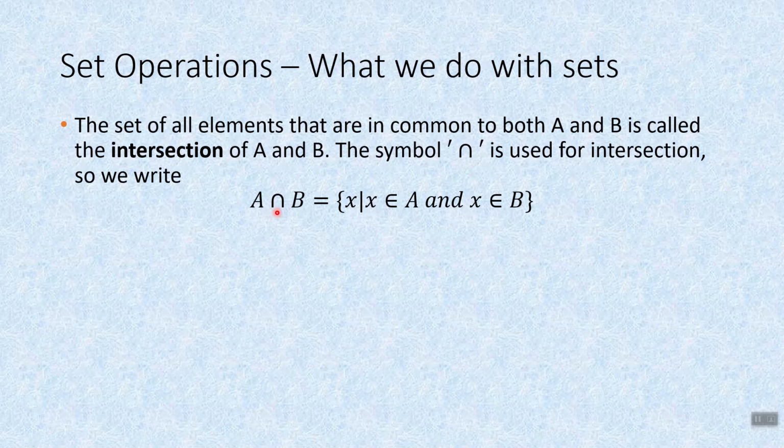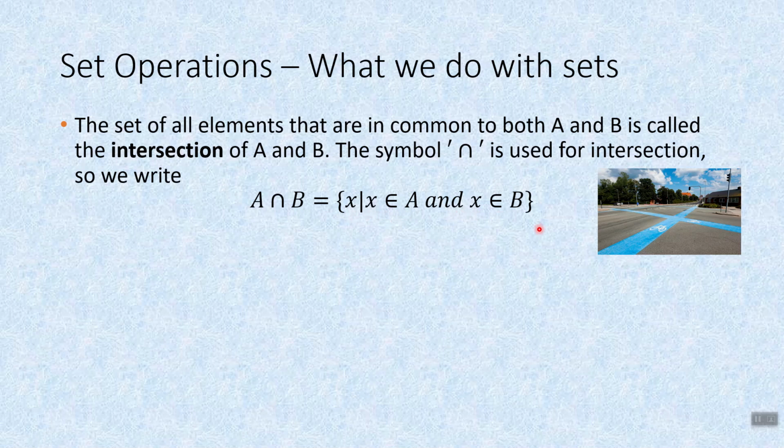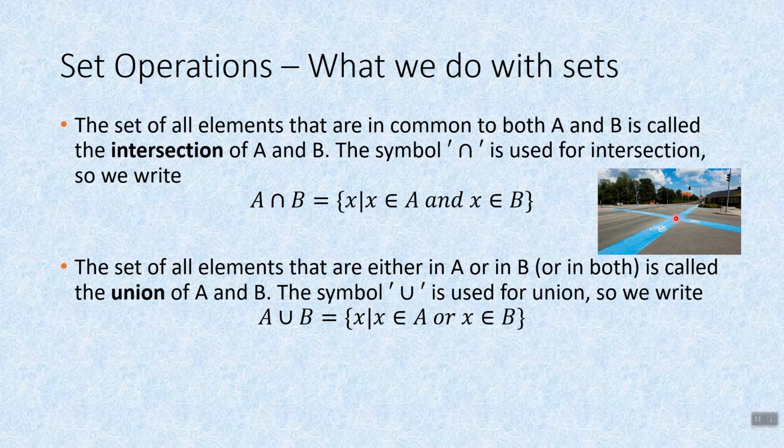It says A intersect B equals the set of all x such that x is an element of A and x is an element of B. So we see an intersection here, right? This is a regular street intersection. Let's look at the bike path. The intersection is literally where they overlap or where they cross, right? It's an intersection. Intersection in math, intersection in driving, exact same thing.